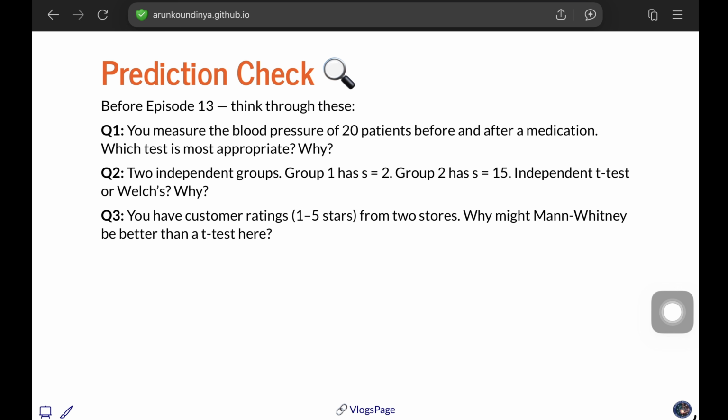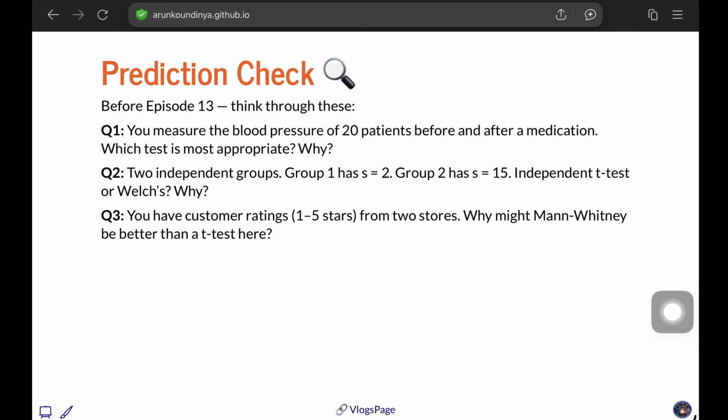Think about it. Now, there are two independent groups. Group 1 has a standard deviation of 2, and group 2 has a standard deviation of 15. Should the independent t-test be used or Welch's t-test? Why? I think this is the direct answer. You have customer ratings 1 to 5 from two stores. Why is the Mann-Whitney test better than a t-test here?